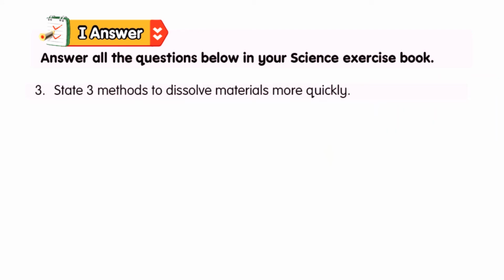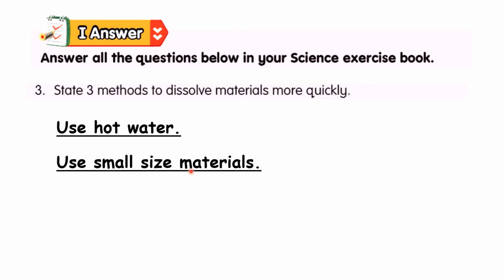Okay, number 3, state 3 methods to dissolve materials more quickly. Okay, macam mana nak larutkan bahan dengan cepat? Contoh awak nak sediakan air, okay, air coklat, air kopi. Okay, apa cara yang boleh kita guna untuk pastikan ia larut dengan cepat? Ingat semula apa yang kita dah belajar sebelum ni? So, the first one, we use hot water. And then use a small size materials. And also stir the water.